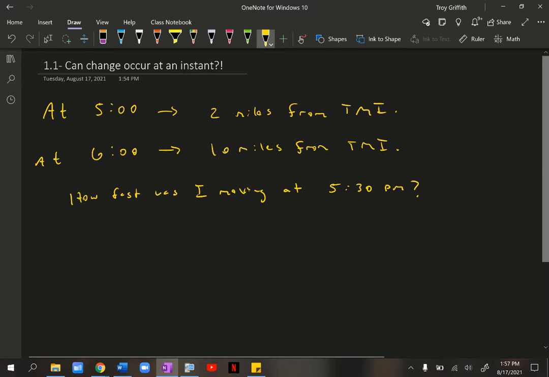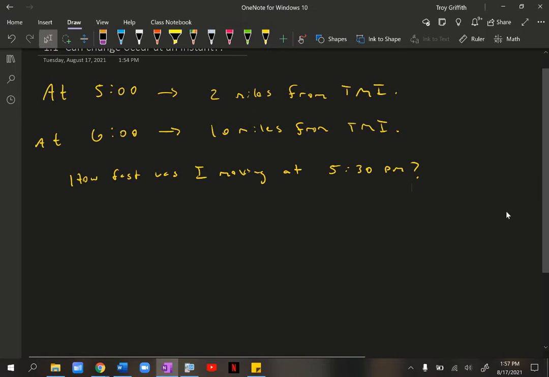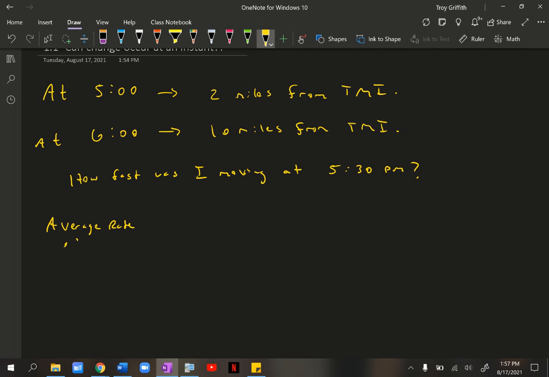If I gave this question to you, most of you would understand. I might not be able to figure out exactly how fast I was moving at 5:30 p.m. just with this information, but we could at least estimate it by figuring out our average rate of change from 5 o'clock to 6 o'clock. These are pretty good values because 5 o'clock and 6 o'clock are exactly evenly spaced from 5:30 p.m. So if I know exactly where I was at those 2 points, I could figure out how fast I was moving from 5 to 6, and maybe that's a pretty good estimate for how fast I was going at 5:30.